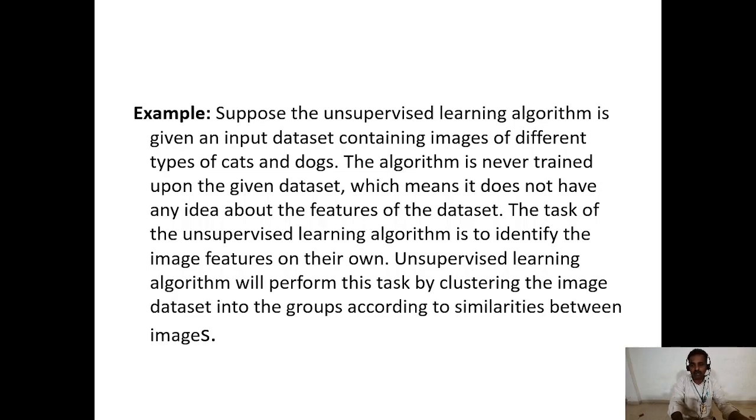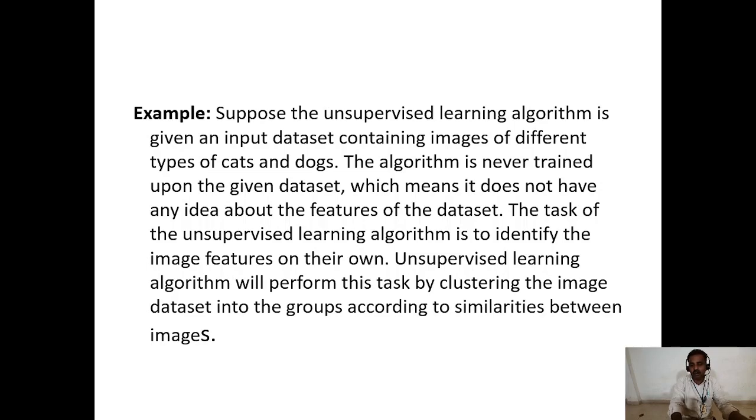For example, take two datasets. One is cats and the second one is dogs. Based on the similarities, it says that it is a cat. If the similarities are based on the cat, then it says that it is a cat dataset. If the similarities are based on the dogs, then it says that it is a dog dataset. Based on the similarities, you can identify the images. That is called unsupervised learning.